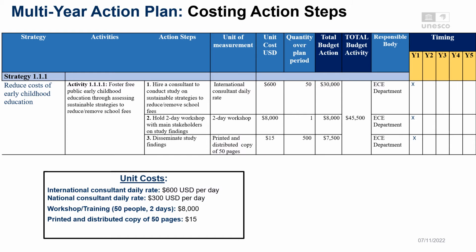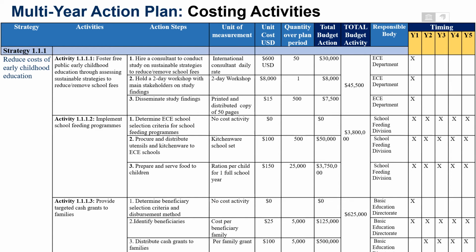To get the total budget of the activity, we just add up the action steps. For activity 1, this would be $30,000 plus $8,000 plus $7,500, which equals $45,500, which we can then write in the total budget activity column. We can then continue all of these steps for all of our activities.